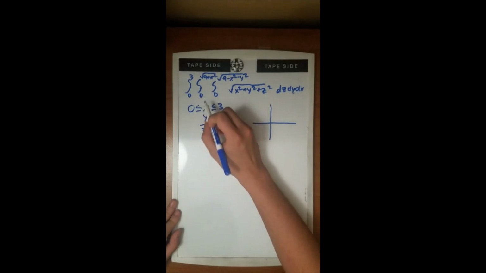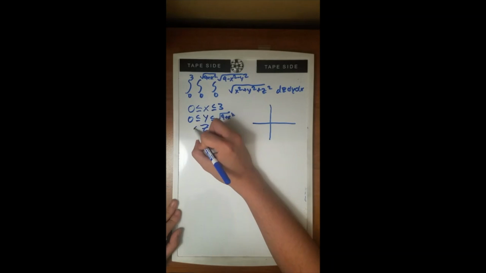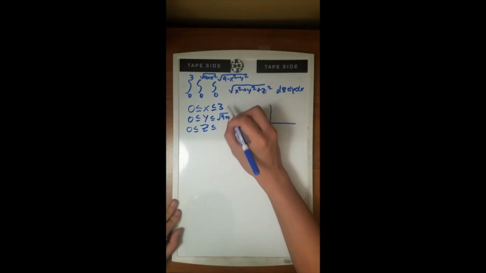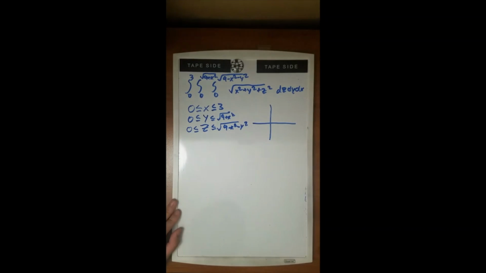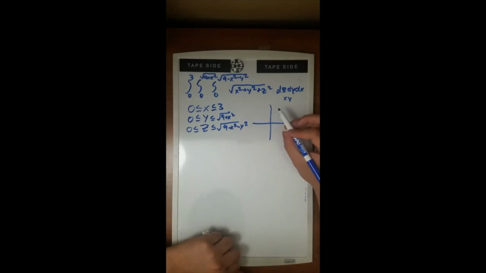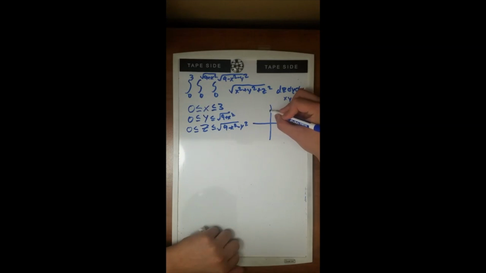dy corresponds to this one, which is 0 to the square root of 9 plus x squared. And z corresponds to 0 to the square root of 9 minus x squared minus y squared. Again, drawing on the xy plane, so it'll help us with our bounds later. X will be from 0 to 3 in this direction. And y will be from 0 to 9 plus x squared, but because x is only from 0 to 3, it'll go down like that.